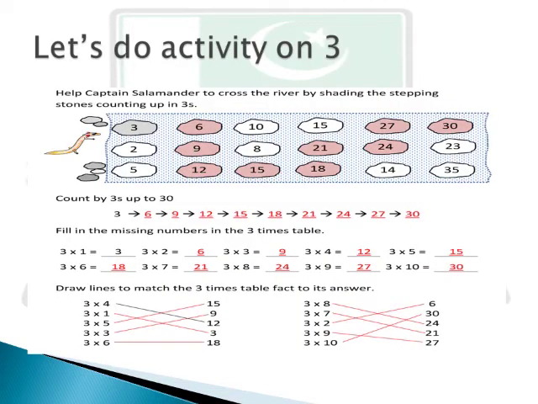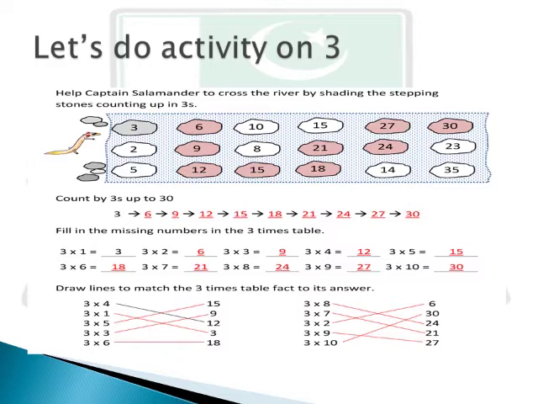Let's do an activity on 3. Help Captain Slimander to cross the river by shading the stepping stones, counting up in threes. What is counting up in threes? That means you have to add 3 to the previous number. Okay? Means you are going to add 3 plus 3 is equal to 6. 6 plus 3 is equal to 9.